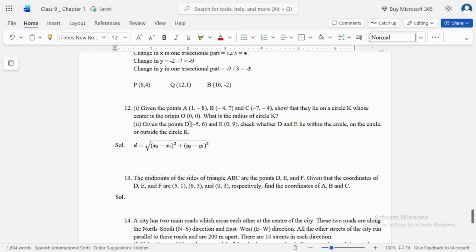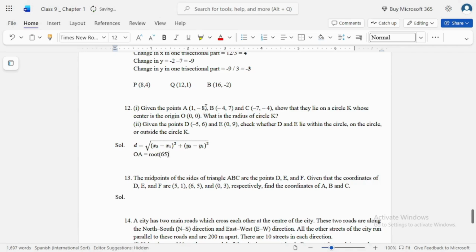Okay, so let's see what is the distance OA. Square root of (x2 minus x1), so 1 minus 0, which is 1, and square is 1, and 8 minus 0, which is minus 8, and square is 64. So this is root of 65.